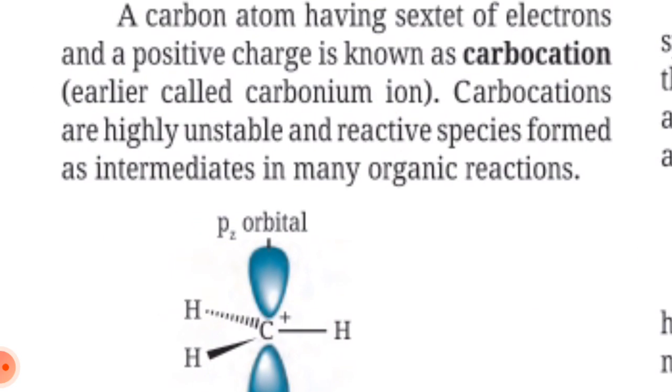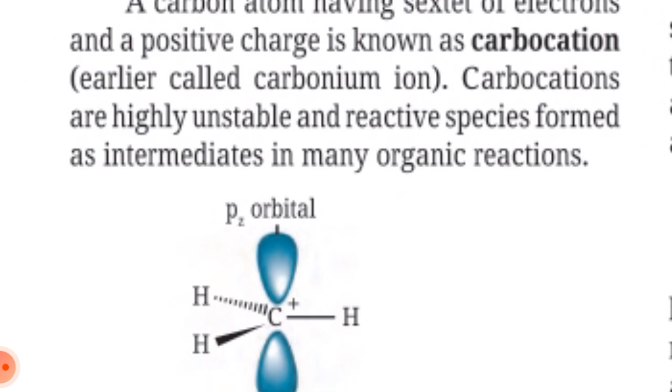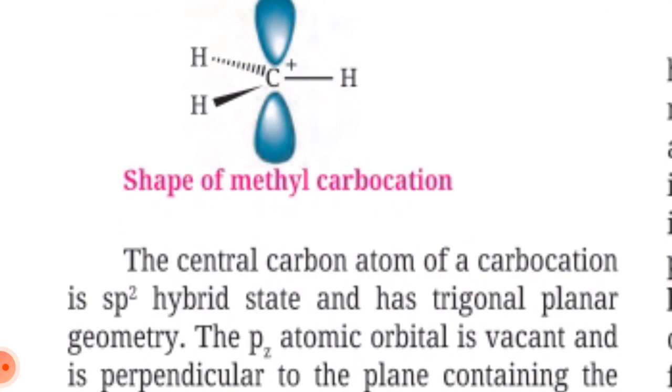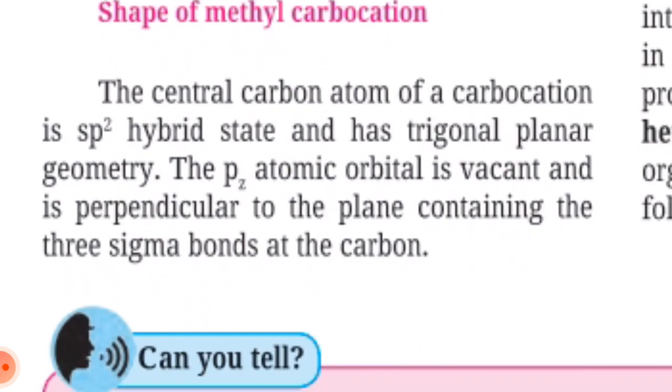A carbon atom having a sextet of electrons and a positive charge is known as a carbocation. Earlier called carbonium ions, carbocations are highly unstable and reactive species formed as intermediates in many organic reactions. Shape of methyl carbocation, CH3 plus, with the p z orbital.